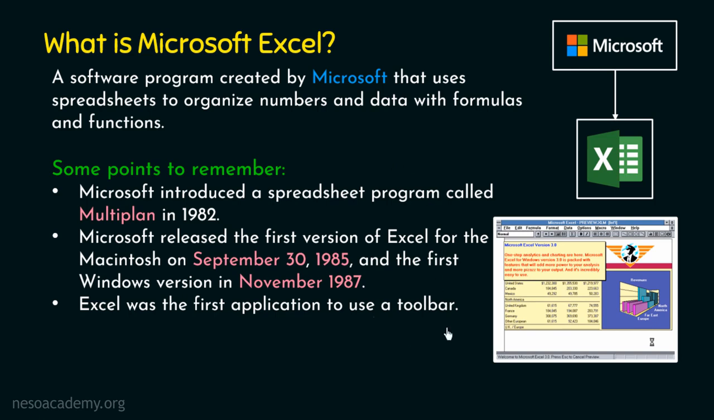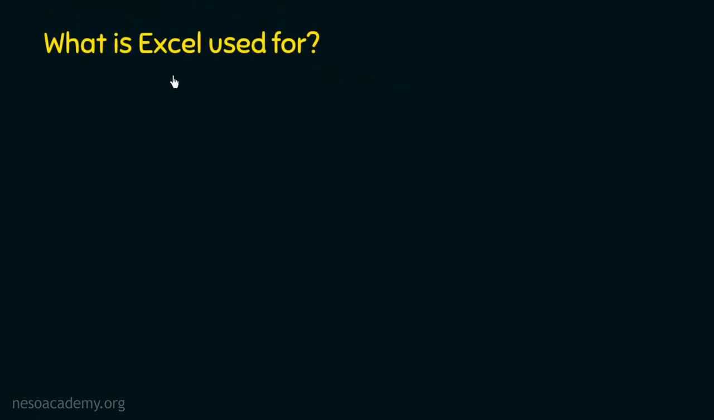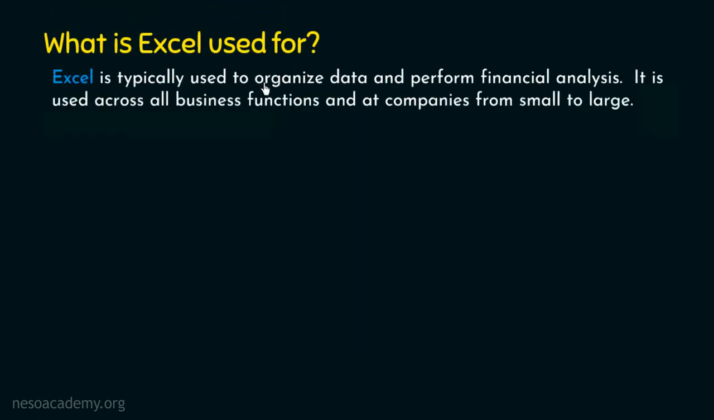I really hope that the definition and all these points are clear to you. Now let's move on to another question, that is, what is Excel used for? So Microsoft Excel is typically used to organize data and perform financial analysis. It is used across all business functions and at companies from small to large. So Microsoft Excel provides a grid interface to organize any type of information and perform financial analysis. And along with that, it is widely used across all business functions and at companies from small to large.